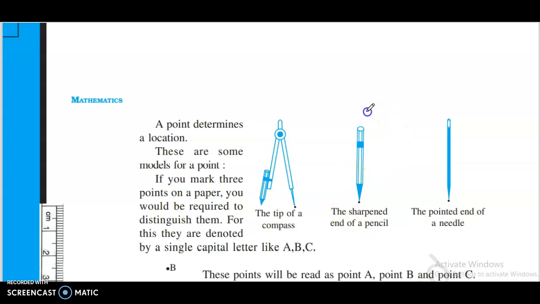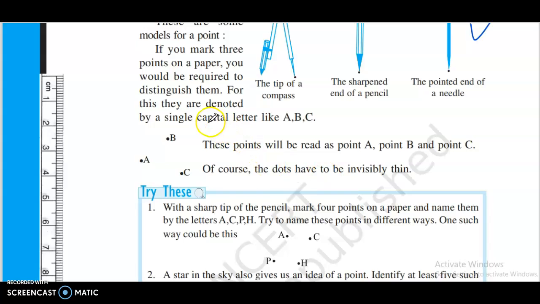The tip of the compass, the sharpened pencil, the pointed end of a needle. These points will be read as point A, point B, point C. Of course, the dots have to be universally thin.